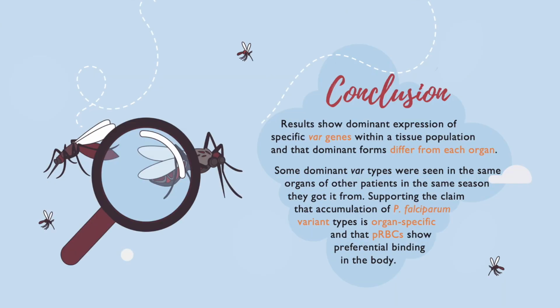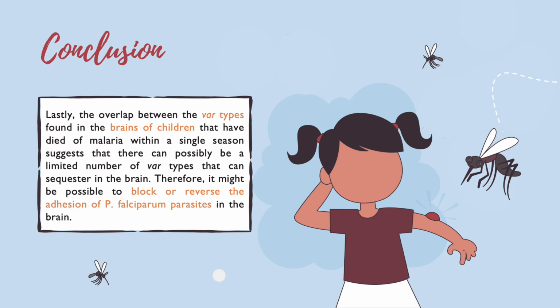Overall, the results support the claim that accumulation of P. falciparum variant types is organ-specific and that PRBCs show preferential binding in the body. And lastly, results on the overlapping variant types in the brains of children who died of malaria within the same season suggest that there can possibly be a limited number of variant types that can sequester in the brain.